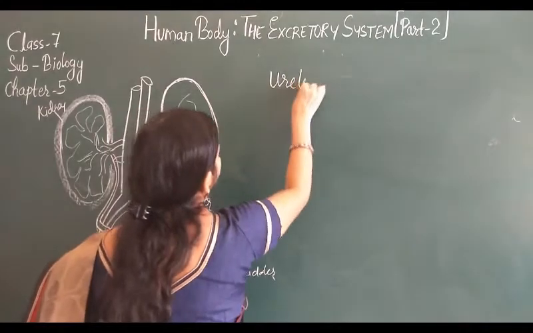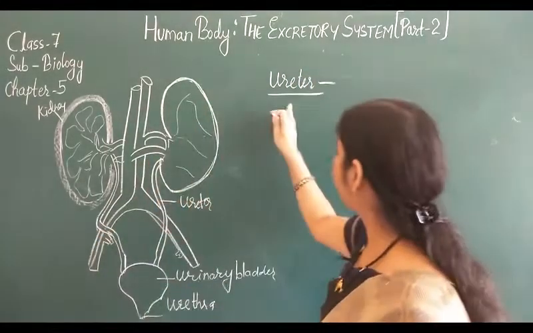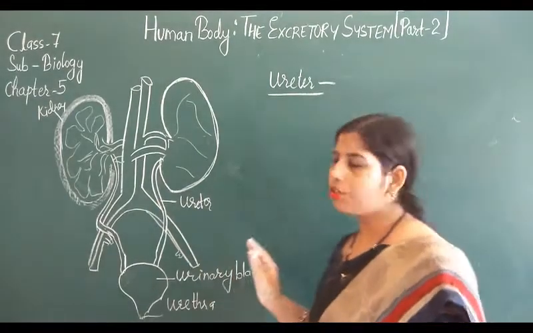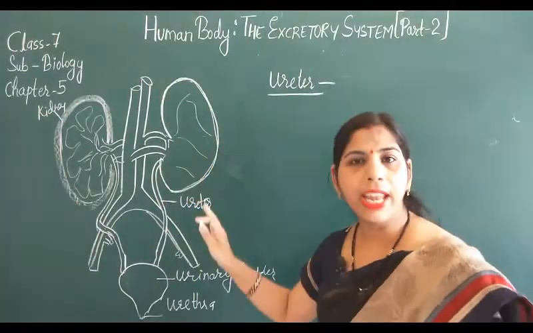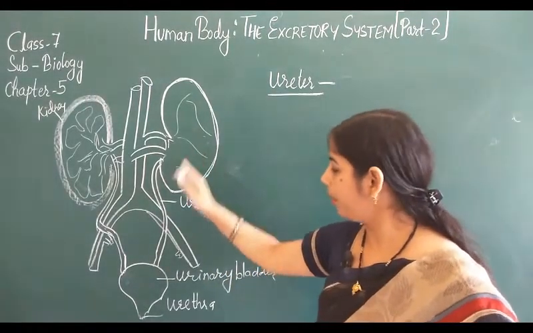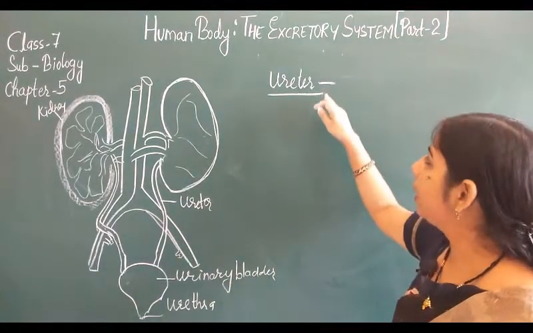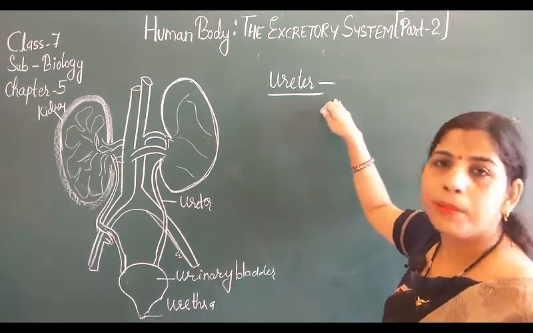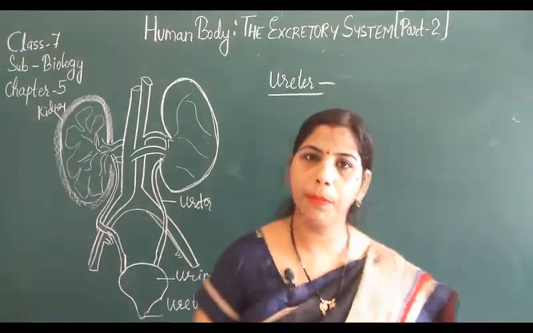First I am telling you about the ureter, because about the kidney I already told you. The ureter is a tube like structure which arises from the kidney, and it passes urine from the kidney to the urinary bladder. That means the function of the ureter is to pass urine from the kidney to the urinary bladder.